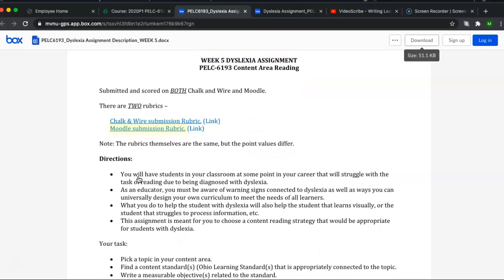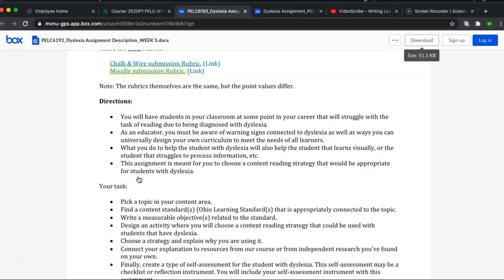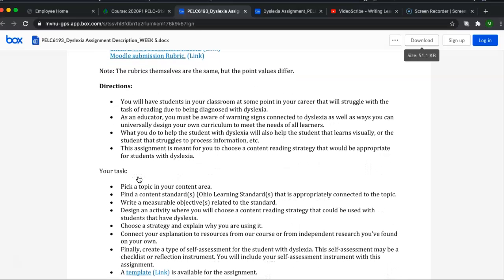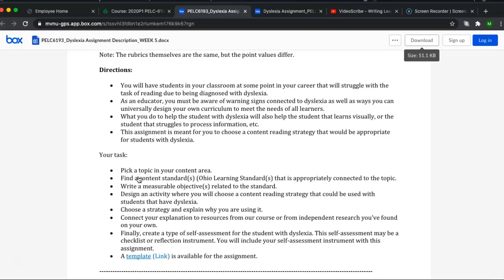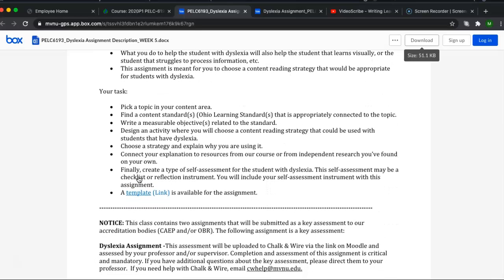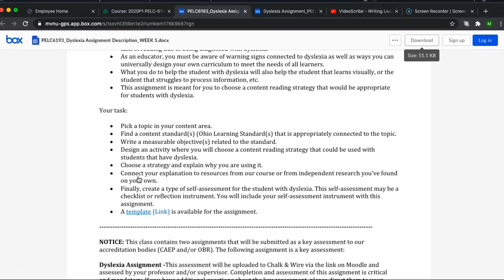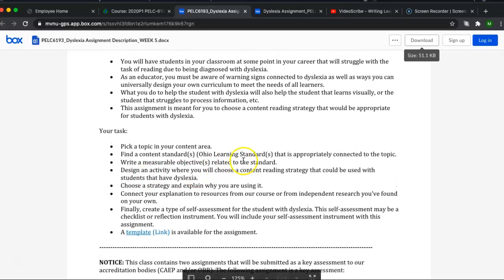You've already chosen your strategy. You've chosen your content area. You need to write measurable objectives related to the standard. Design an activity where you will choose a content reading strategy that could be used with the students that have dyslexia. You have to explain why you're using that particular strategy for students with dyslexia.